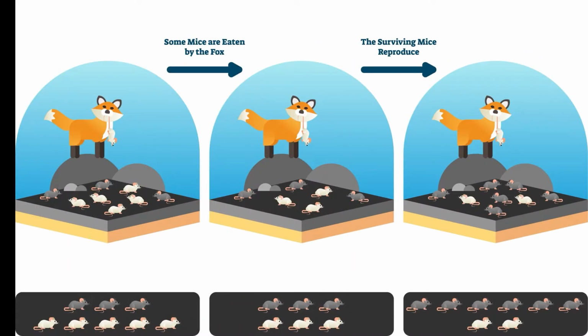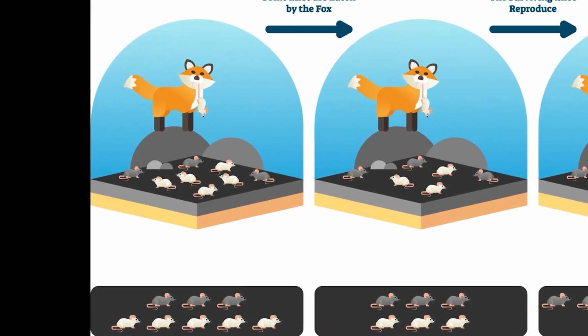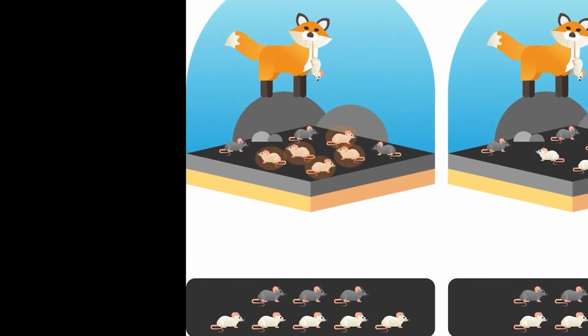Let's consider another example, the fitness of mice being hunted by a fox. The fitness of each mouse, in this case, is directly related to the mouse's coat color. In this environment, mice with a white coat are easily spotted by the fox. These mice have a lower fitness because they do not blend in with their surroundings.